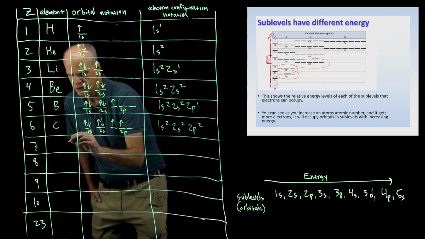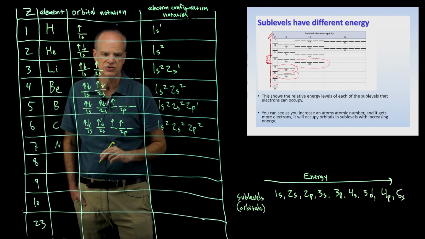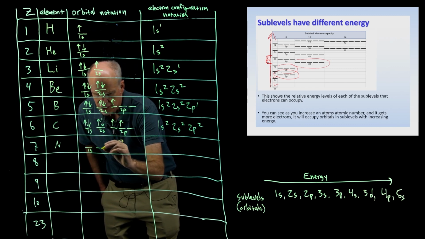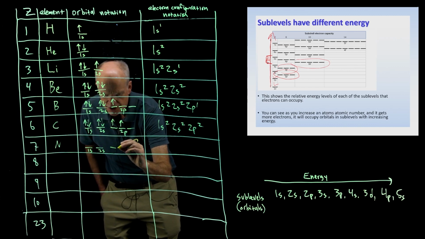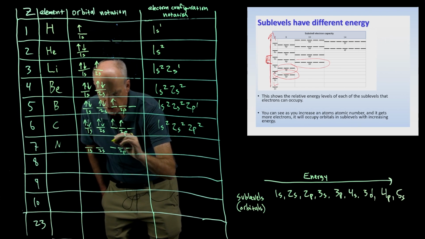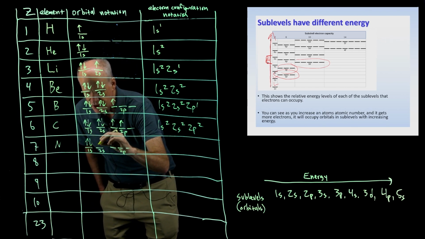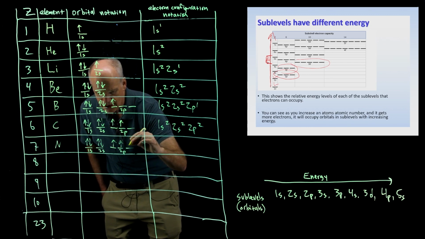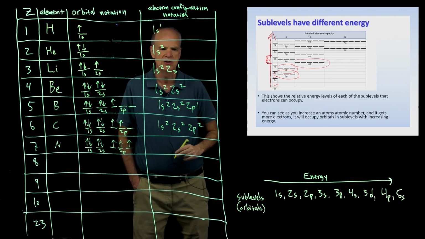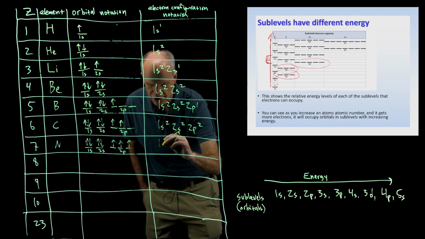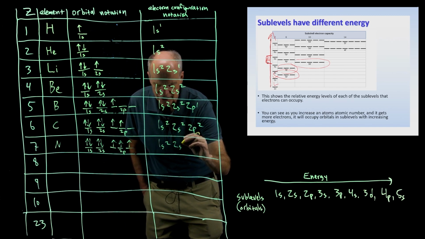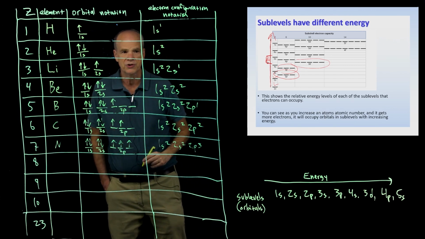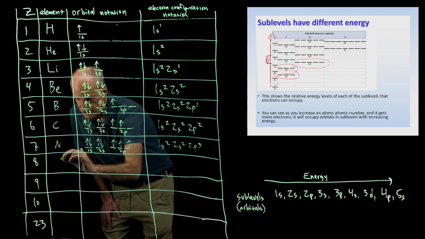Okay, next we do nitrogen, which is atomic number 7. So here we go: 1s, 2s, and the 3 2p orbitals. 2 electrons in 1s, 2 electrons in 2s, 1 electron in each of these 2p orbitals. And so this is 1s2, 2s2, 2p3.